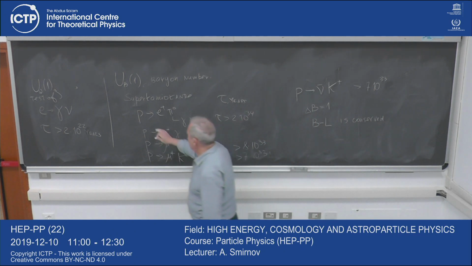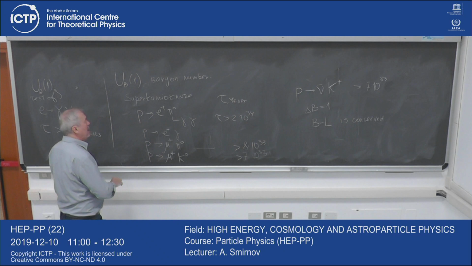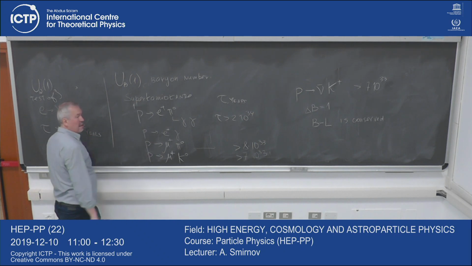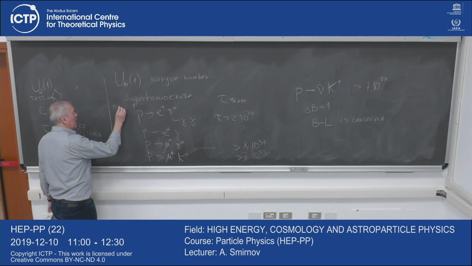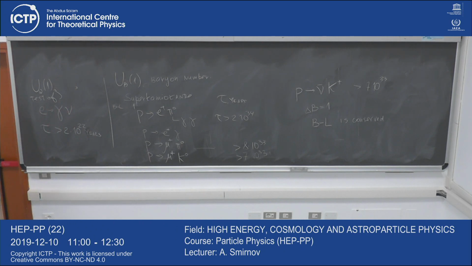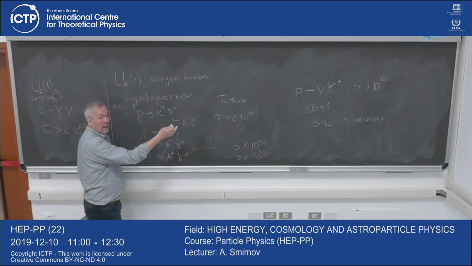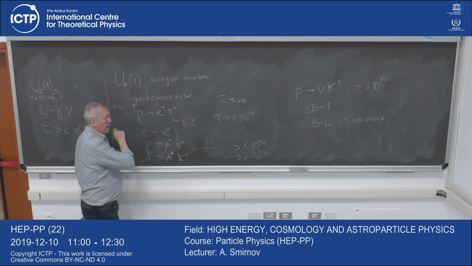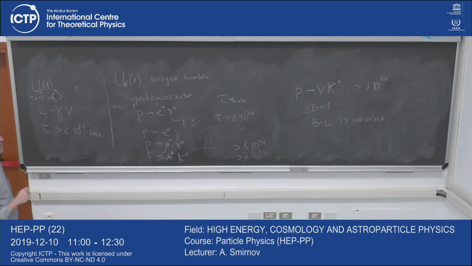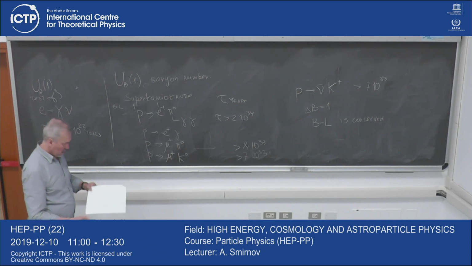Let's take, for instance, this channel. In the initial state, B minus L is 1, right? And in the final state, B minus L is also 1, because baryon number is 0, however, lepton number is minus 1, the lepton number of the positron, and therefore B minus L is again 1. So in all these decays, B minus L is conserved. This is very typical for many grand unified theories to have B minus L conservation.